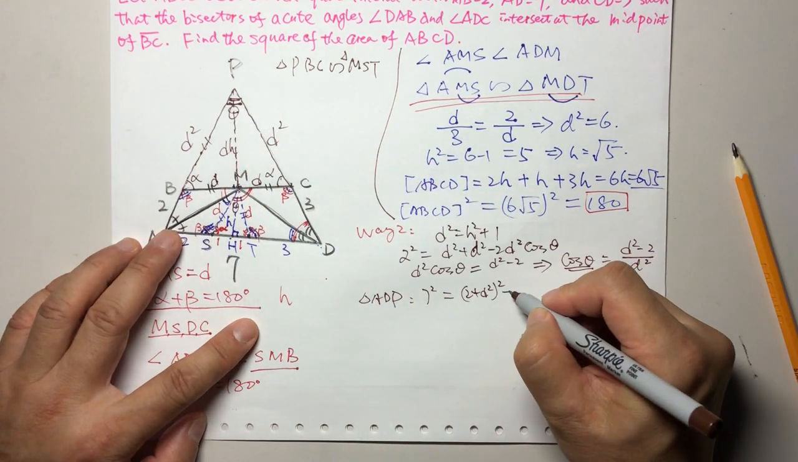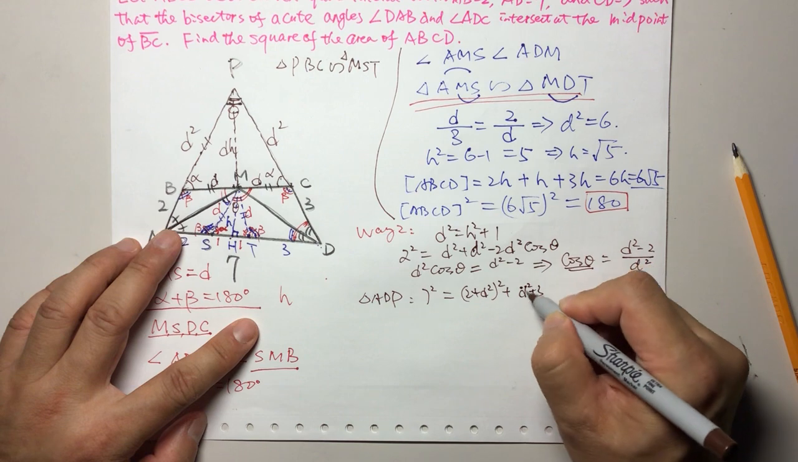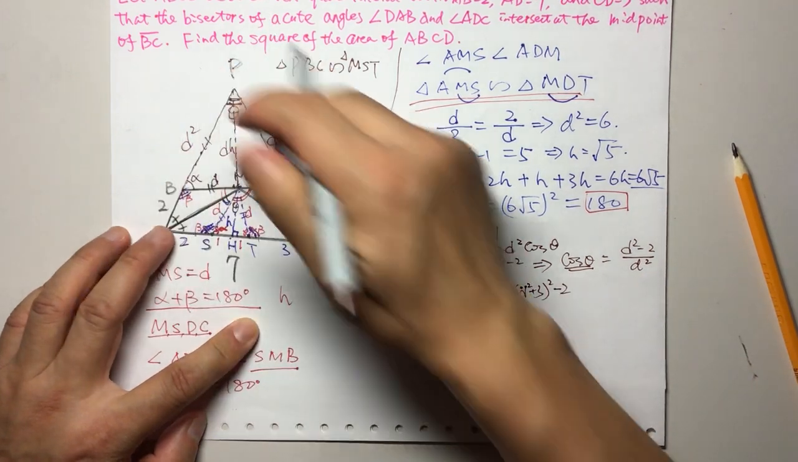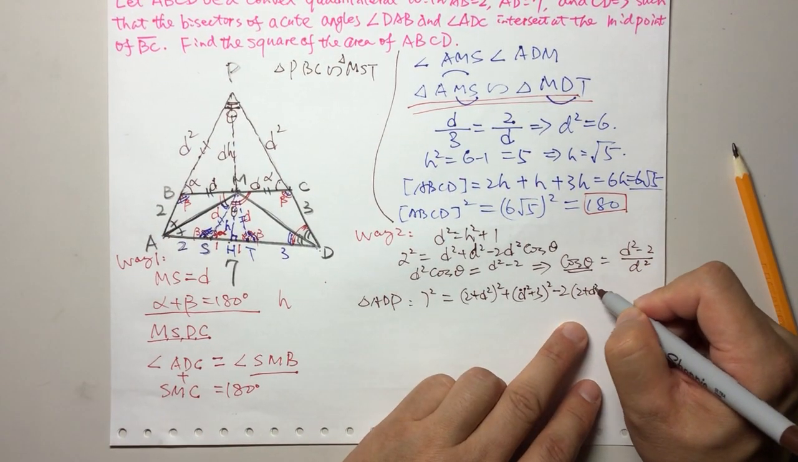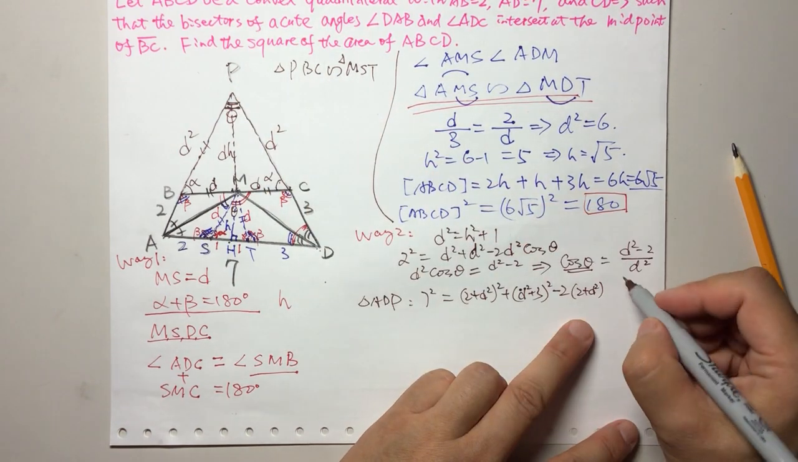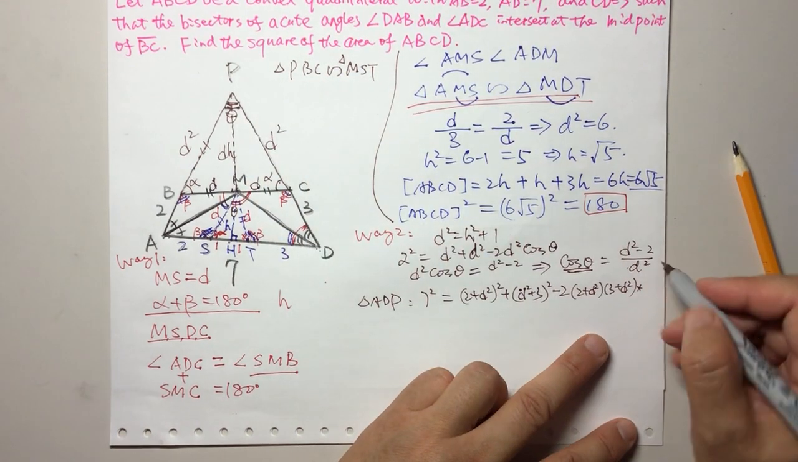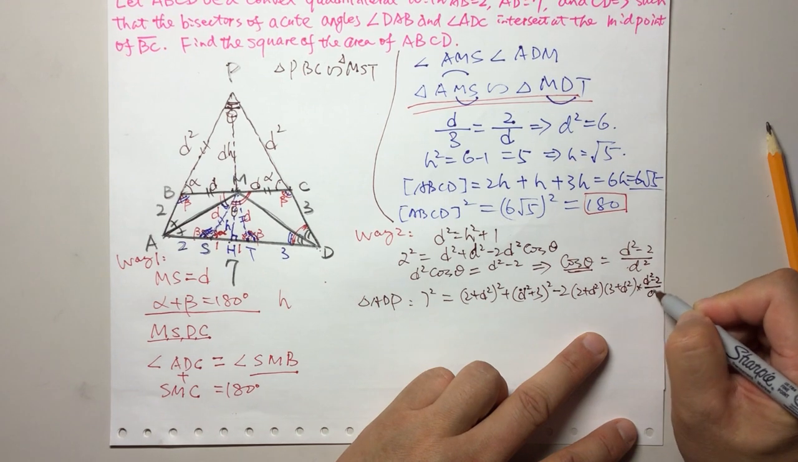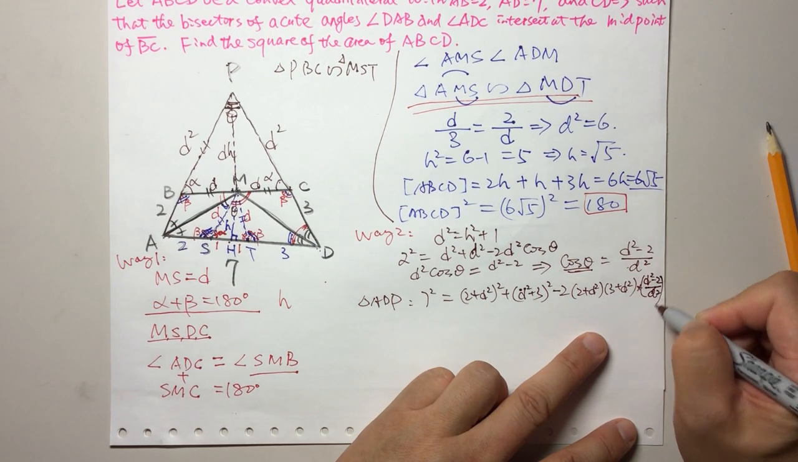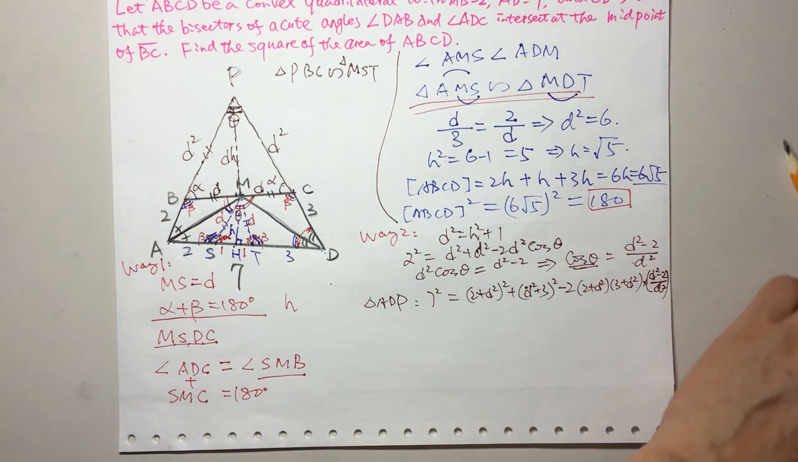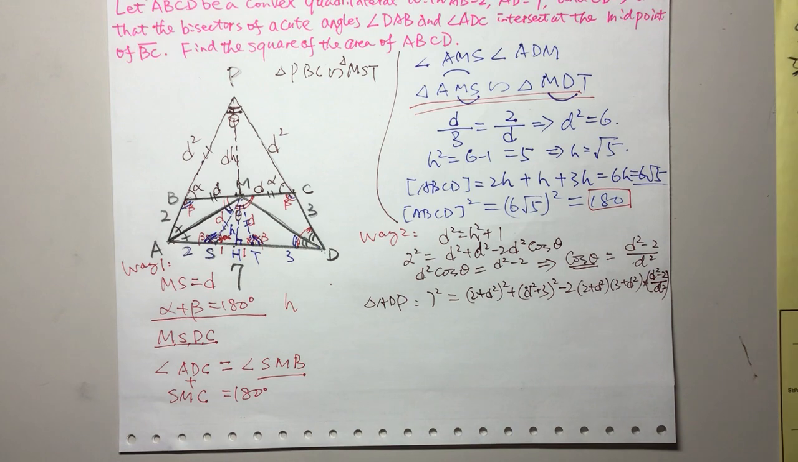This side squared plus d squared plus 3 squared, minus 2 times this side 2 plus d squared and times this 3 plus d squared, then times cosine theta, right? Cosine theta, that's this here, d squared minus 2 over d squared. We can use this parenthesis, right? Now what we should do is to solve this equation, right? To solve this equation.